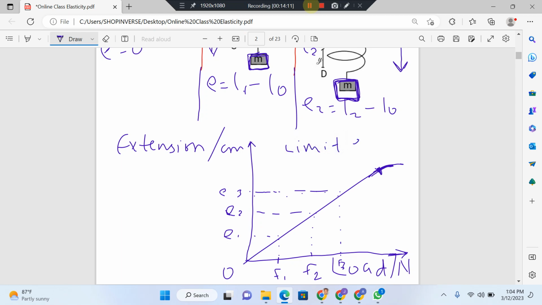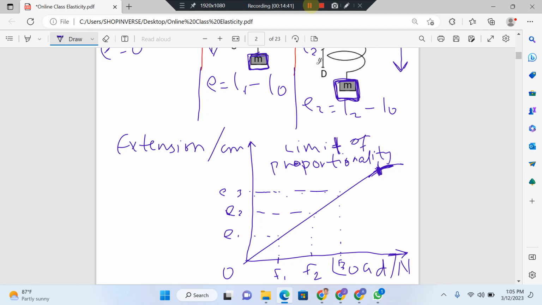That is what happens when you keep stretching a spring beyond its elastic limit. You stretch it beyond its proportionality limit. That means the force is no longer proportional to the extension. Limit of proportionality. Now, what happens if you stretch the spring beyond the limit of proportionality? You know, this is the limit of proportionality.